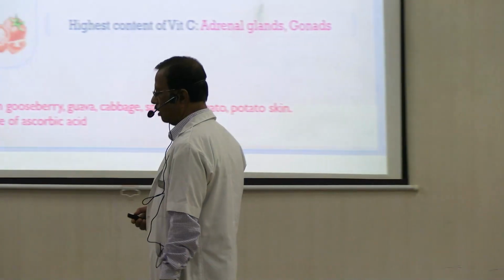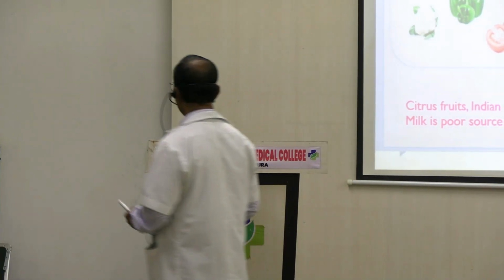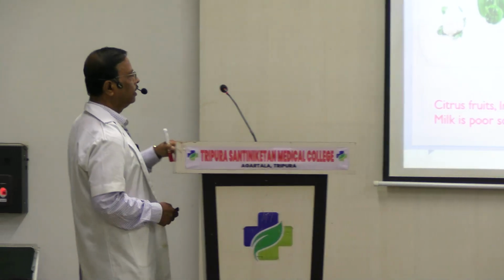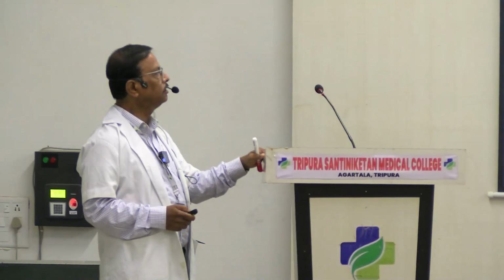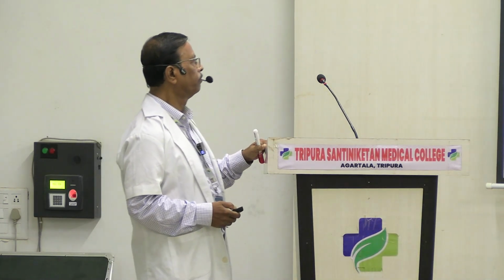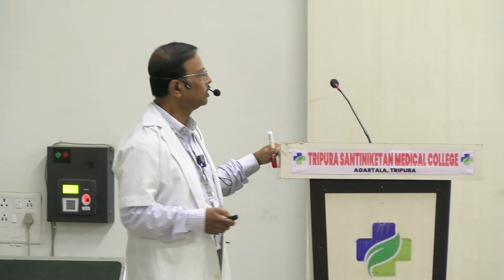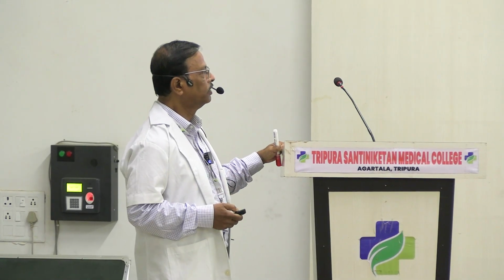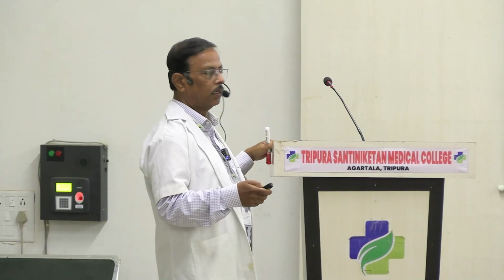Daily recommended dose is 60 to 75 milligrams per day. In pregnancy and lactation or in old age, it should be more, about 100 milligrams per day. In the body, the highest concentration of vitamin C is found in the adrenal gland and gonad.